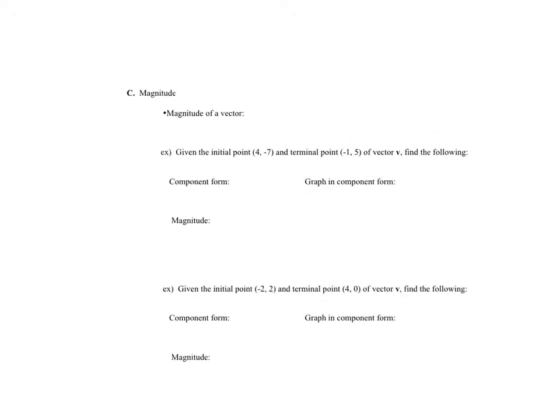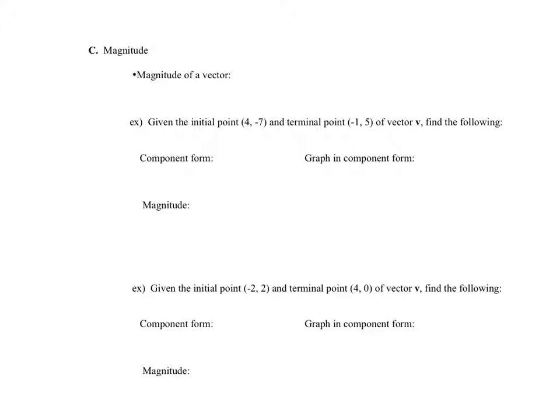Yeah? Okay. All right, now we're going to talk about the magnitude. The magnitude of a vector is its length, right? And if I wanted to find the magnitude of RS, I would do this. It looks like the absolute value of RS, okay? Because it is. It's the distance from here to here.